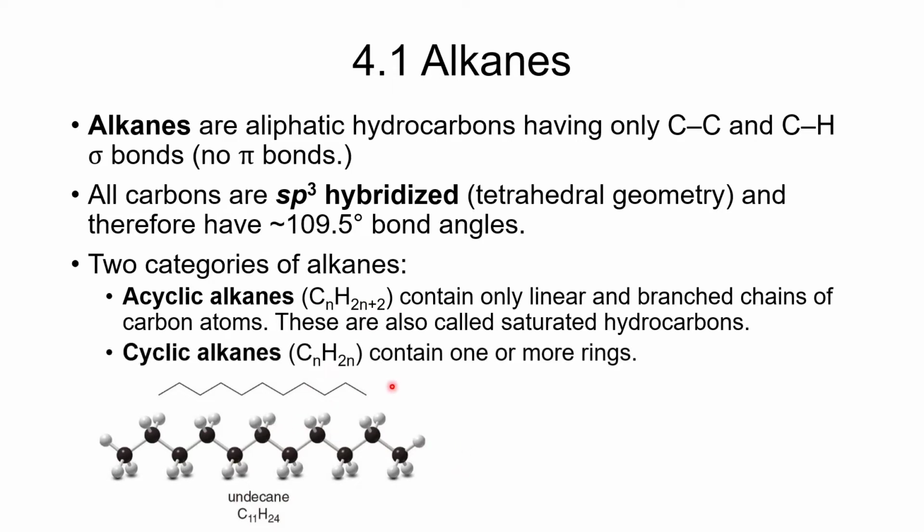Cyclic alkanes are just like these acyclic ones, except they contain one or more rings. And you'll see that they have two fewer hydrogens, and we'll talk about that a little bit later. But cycloalkanes, here's one of them, which is cyclohexane. Later in this chapter, we're going to be talking about cyclohexane quite a bit.